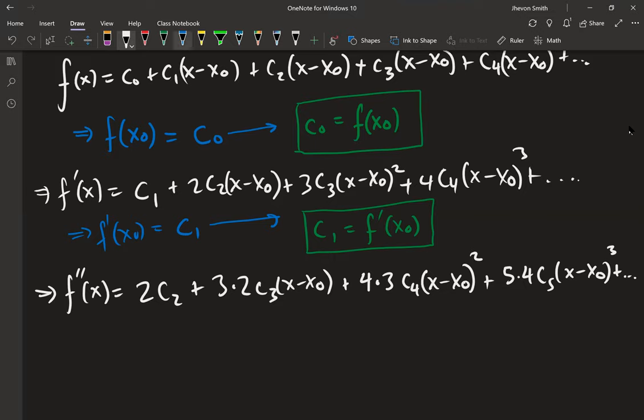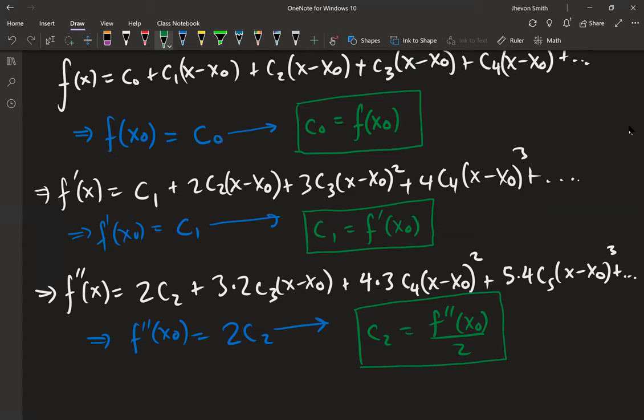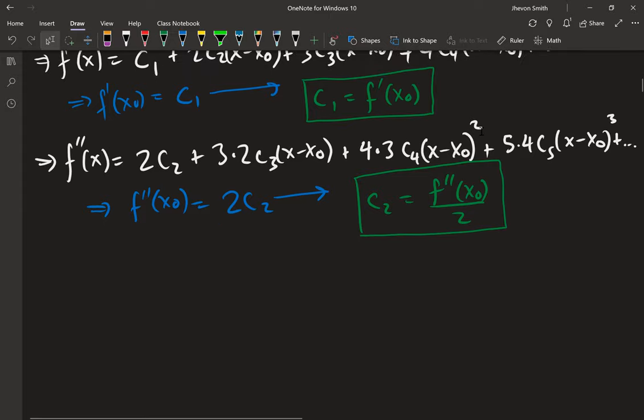Now, notice that my f double prime evaluated at x naught will actually give me 2C2, which means I can solve for my C2. This is actually going to be the second derivative evaluated at x naught divided by 2. Okay, so the pattern that I originally thought isn't working out. Obviously, there's going to come a point where we're going to have to divide by some stuff. Let's actually do one or two more derivatives, and then I'll ask you guys if you can see the pattern.